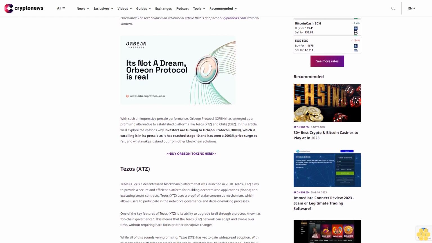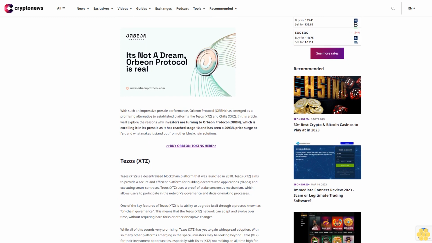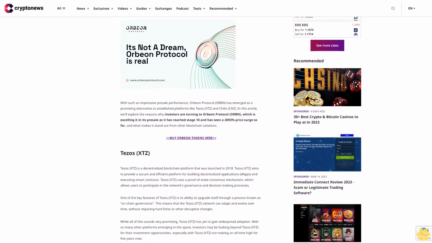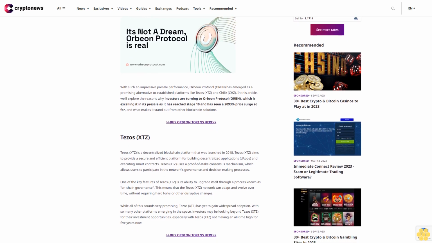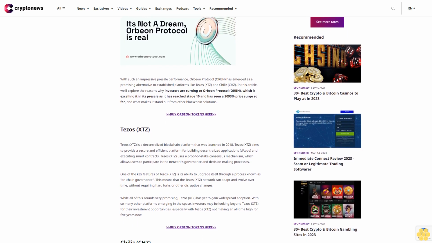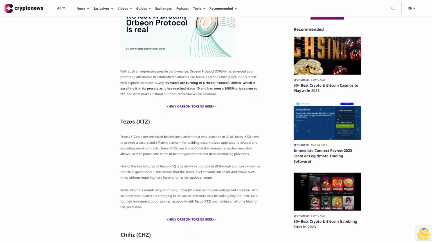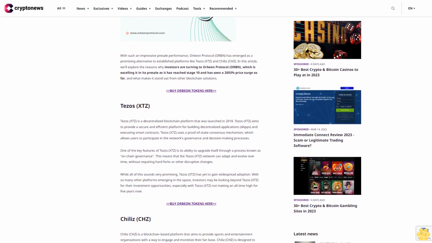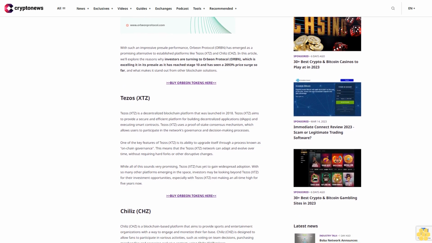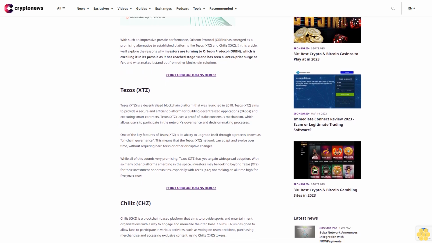With such an impressive presale performance, Orbeon Protocol, Orbeon has emerged as a promising alternative to established platforms like Tezos, XTZ, and Chiliz, CHZ. In this article, we'll explore the reasons why investors are turning to Orbeon Protocol, Orbeon, which is excelling in its presale as it has reached stage 10 and has seen a 2,093% price surge so far, and what makes it stand out from other blockchain solutions.